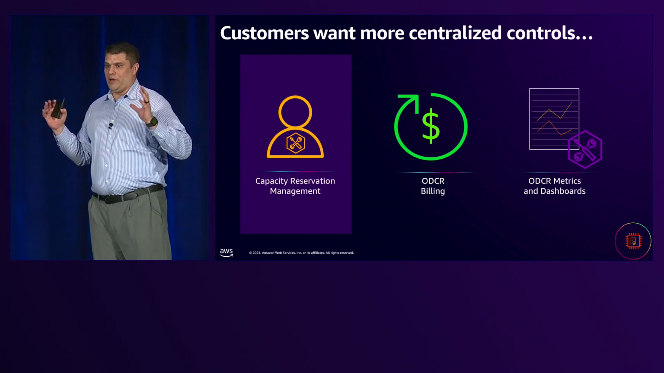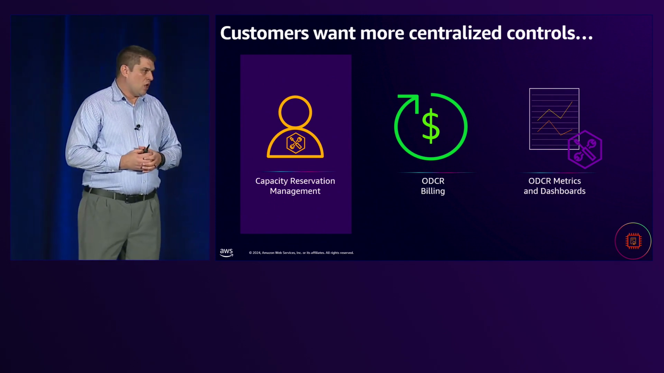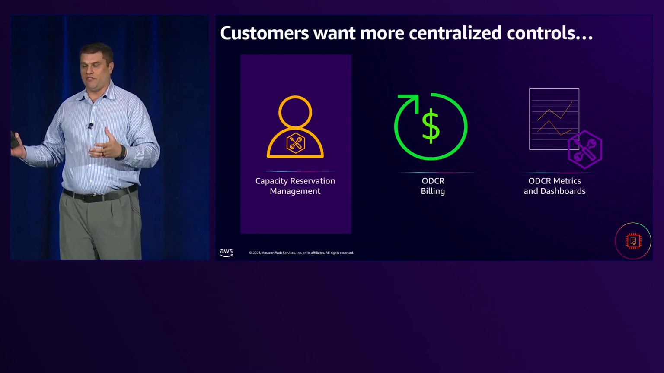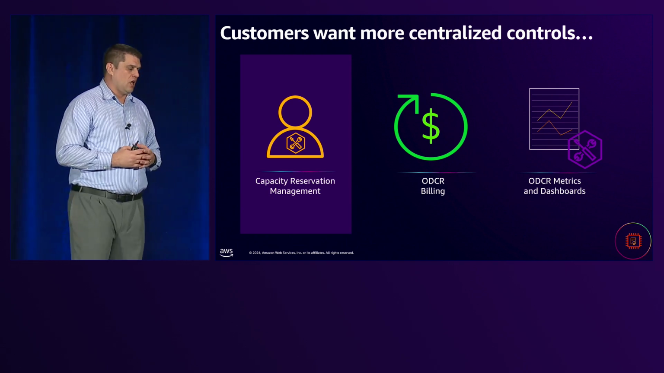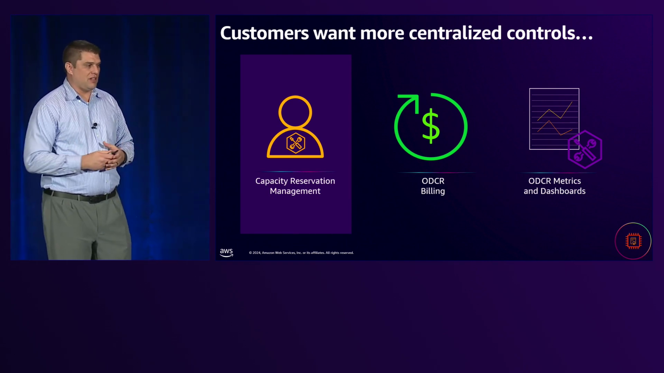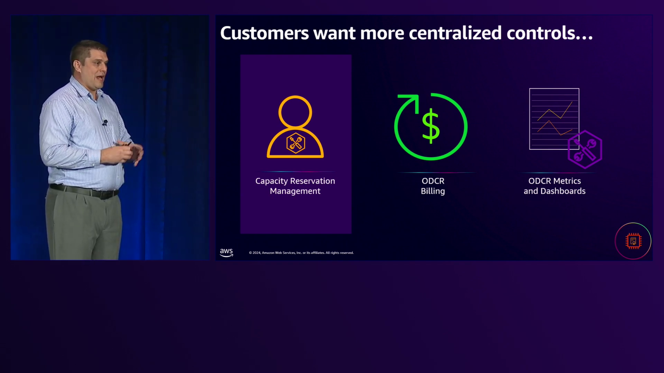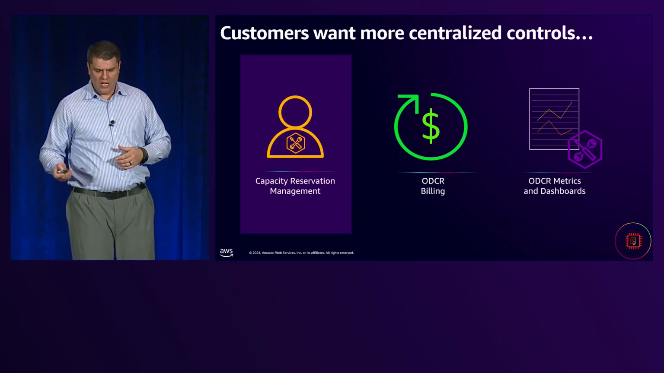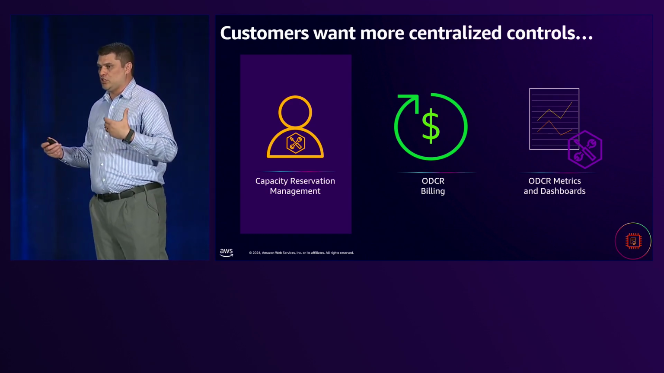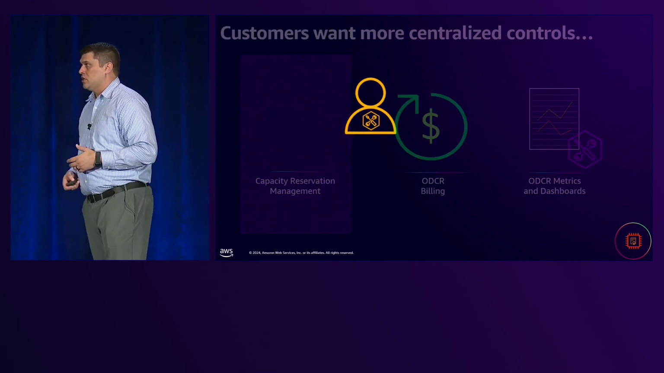So we have this core thing called capacity reservations, or on-demand capacity reservations. We're not done innovating. We talked about how with zonal RIs, we continue to get feedback from our customers that they wanted more control and flexibility. That's still something that customers are asking for, that they want more centralized control now to manage their capacity at scale. And so we found that customers want control in their reservation management. They want control over their billing. They want control over how they view their metrics and their dashboards.